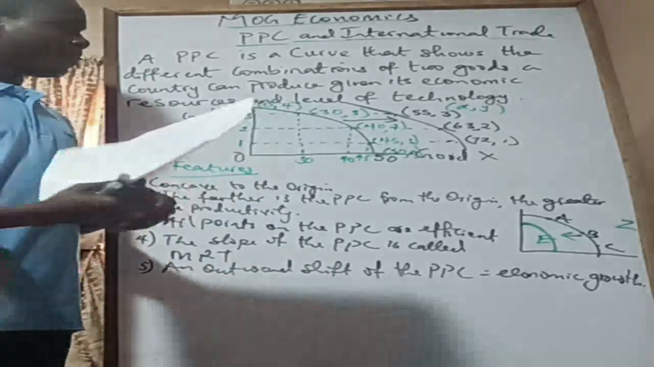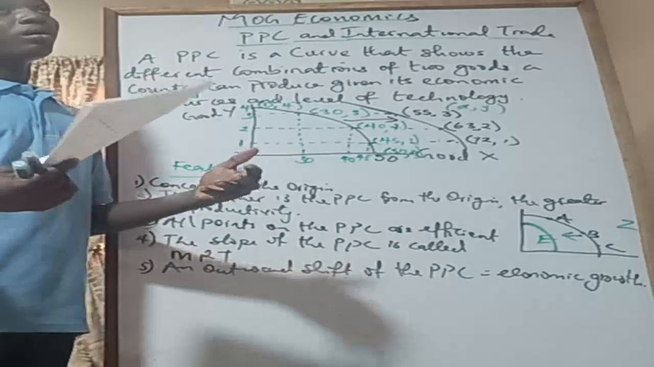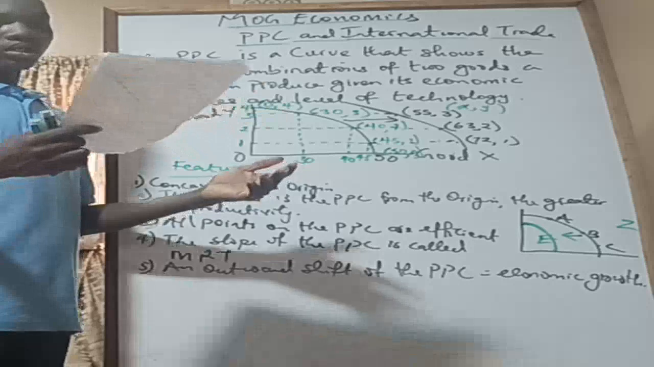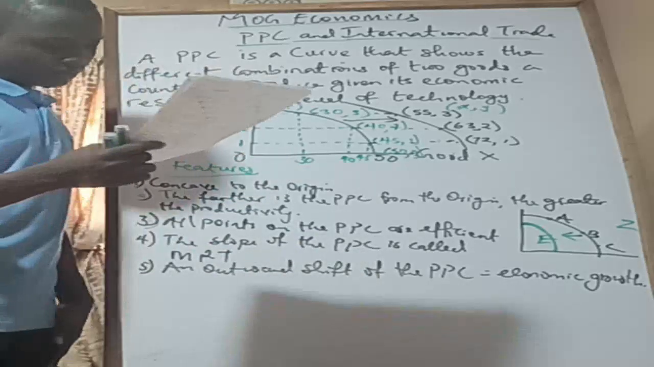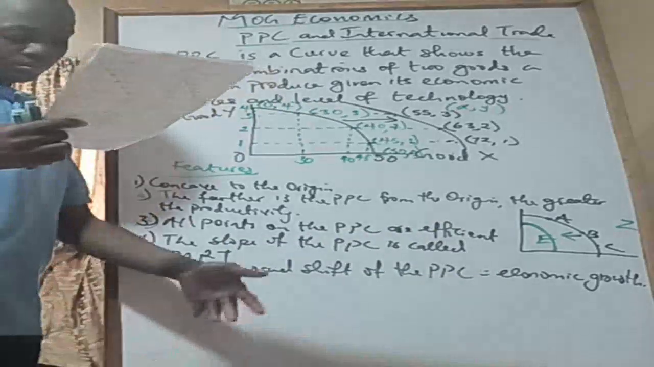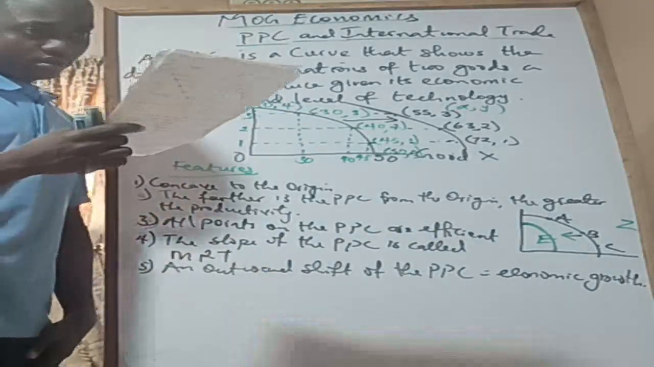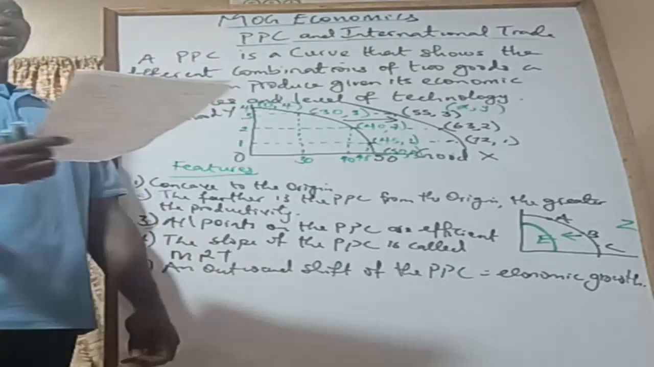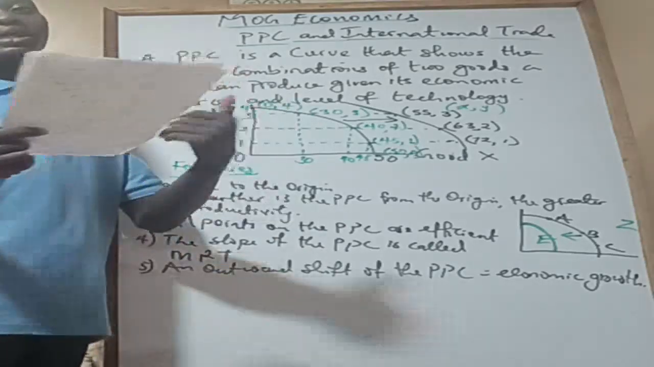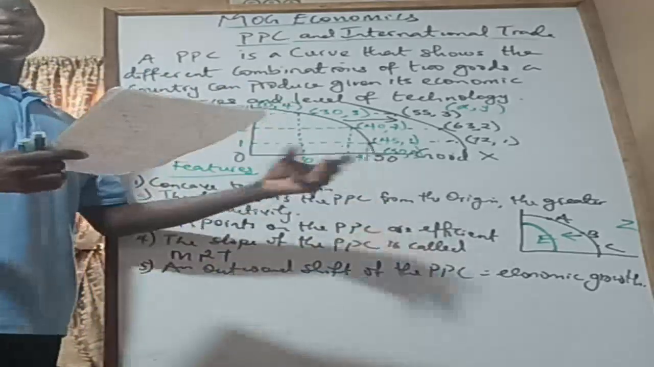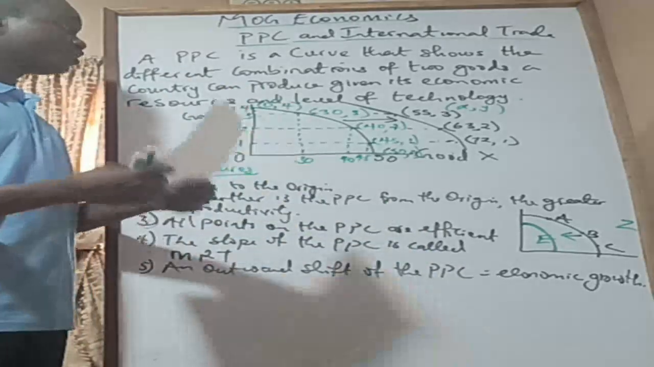Okay. Then what else can make your PPC shift inward? Okay, what else do I have here? Okay, emigration of your skilled workers. If your skilled workers are emigrating, they are leaving, and there's brain drain, right? So what your country can produce as an economy is also going to reduce.